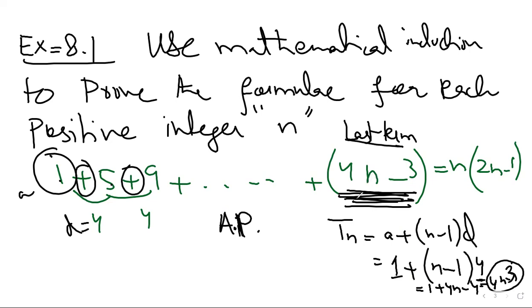Firstly, you recognized that 1, 5 and 9 is an arithmetic progression. Then you wrote the formula a plus n minus 1 into d. The solution doesn't need that, but it is the concept that I have given you. And one more thing, now you need to think about it. For example, it's equal to n into 2n minus 1. What is it? N into 2n minus 1 is the sum.